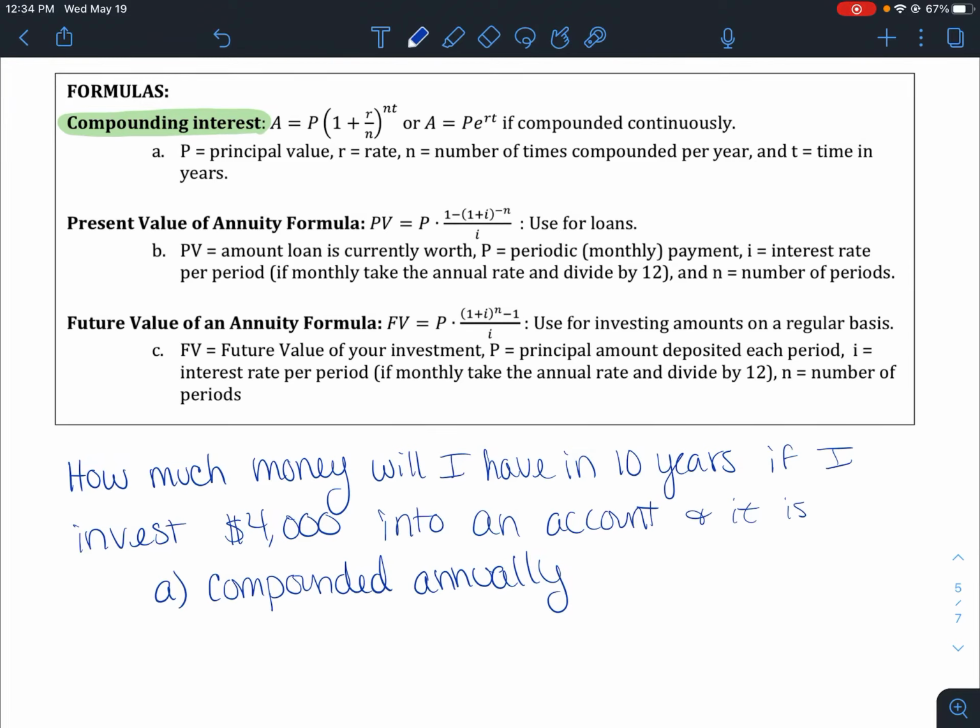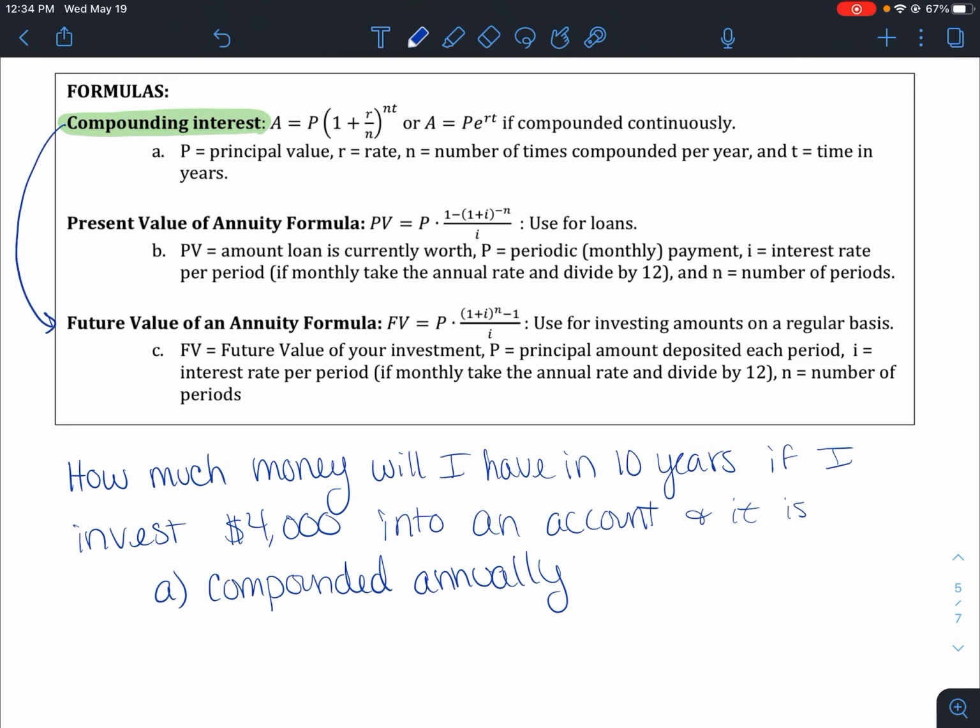Hey guys, I'm just going to show you a quick example of how to use the compounding interest formula, this one right here at the top, to help you with your budget project. We also have a similar formula that we will use, called the future value formula.